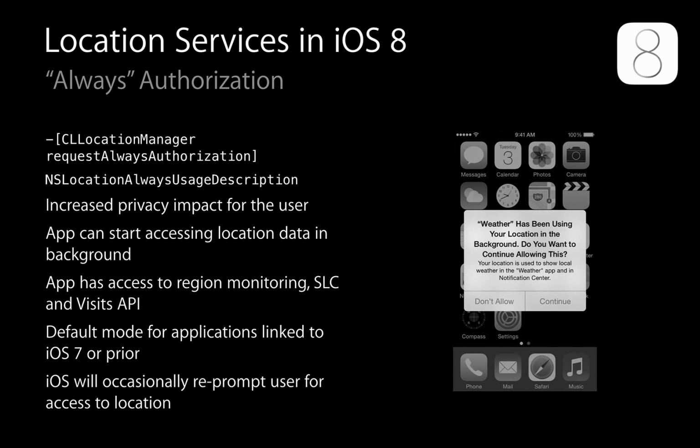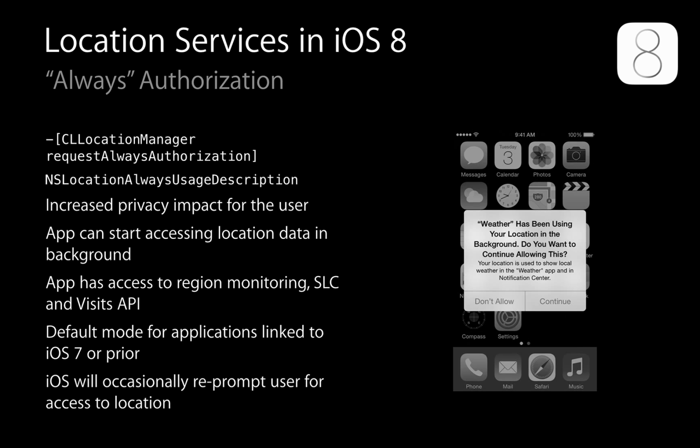Always authorization is the second mode. Its API is CLLocationManager requestAlwaysAuthorization, and the info plist key that you'll need to implement is NSLocationAlwaysUsageDescription. You should only try and use this mode when necessary, because it has an increased privacy impact to the user. Applications can start accessing location data in the background, and the app has access to the significant location change APIs, the visits APIs, as well as the region monitoring APIs.